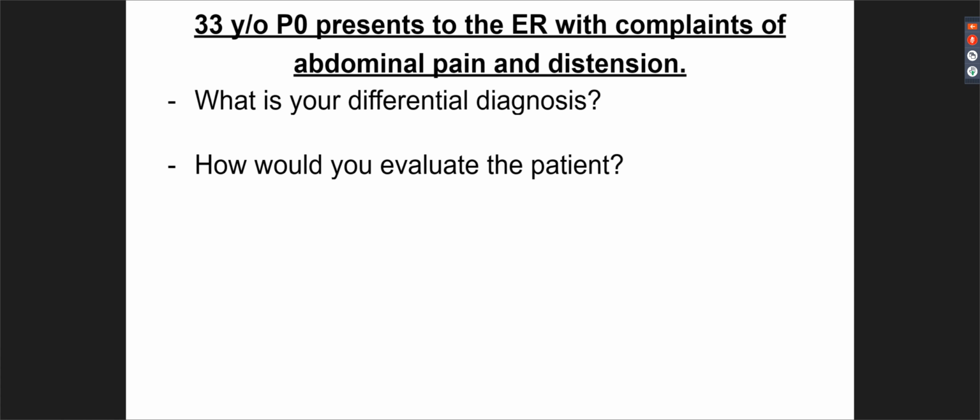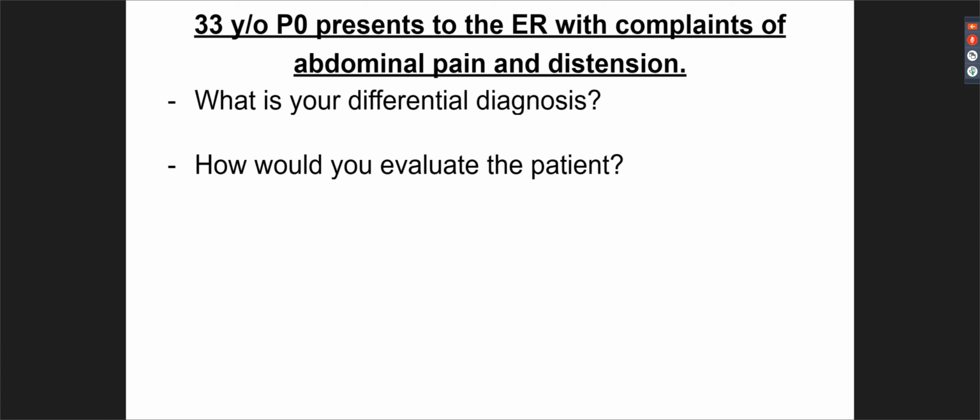How would you evaluate the patient? I would start with a detailed history and physical exam, asking the patient when her symptoms started. Were there any acute factors associated with the pain? When was her last menstrual period? Any recent changes? Any prior history of gynecologic issues? Any recent surgeries? And then I would do a detailed physical exam, looking at her vitals, doing an abdominal exam, as well as a pelvic exam.